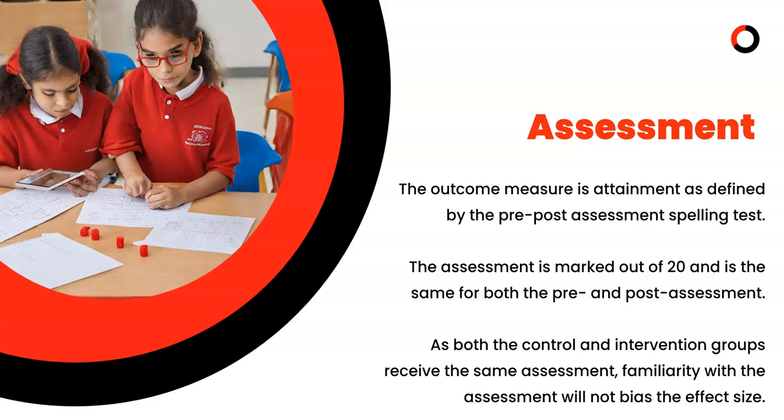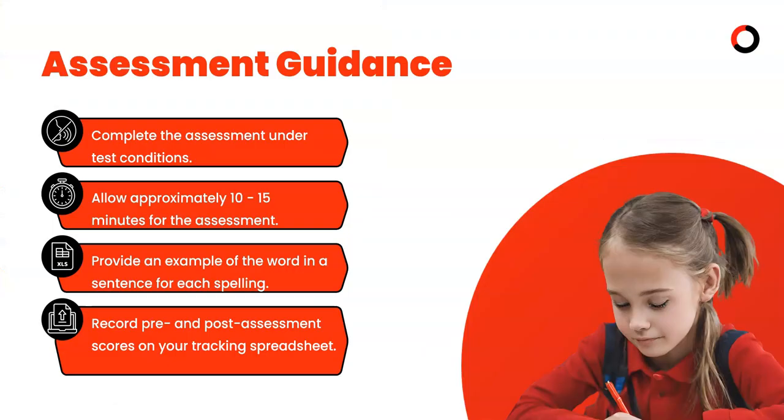As both the control and intervention groups receive the same assessment, familiarity of the assessment should not bias the effect size. And then the final guidance is complete the assessment under test conditions. Allow approximately 10 to 15 minutes. Provide an example of the word and a sentence for each spelling, and then record pre and post assessment scores on your tracking spreadsheet and then input the data into the platform.